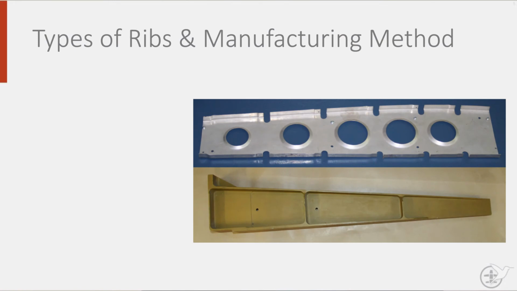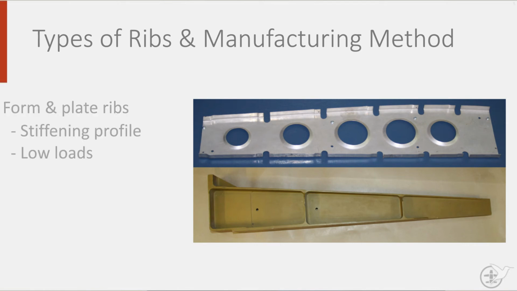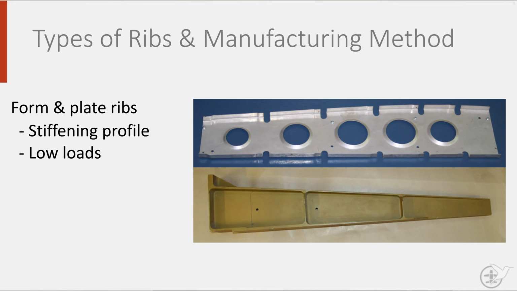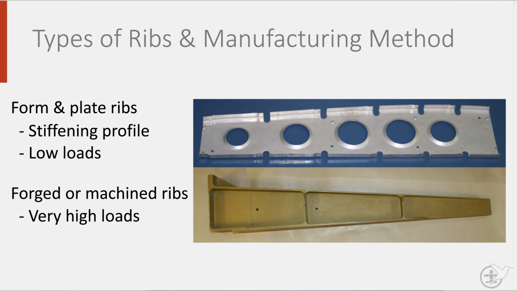The design and the way they are manufactured are influenced by the load. If a rib has relatively low design loads, you will perhaps select a rib that is formed from sheet or plate material. You can create extra stiffness by adding stiffening profiles to that rib, as can be seen from the formed aluminium rib with stiffened circular cutouts. Highly loaded ribs, in contrast, may be forged and machined to ensure they can withstand their design loads.